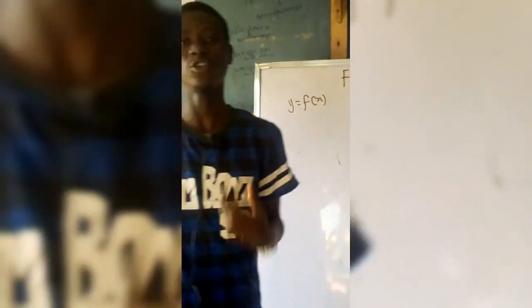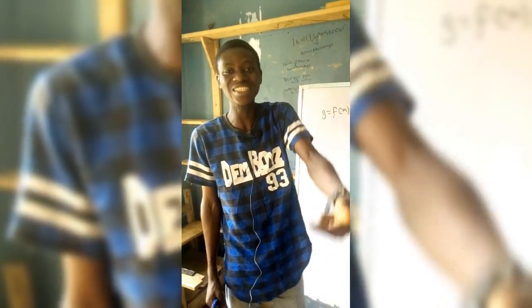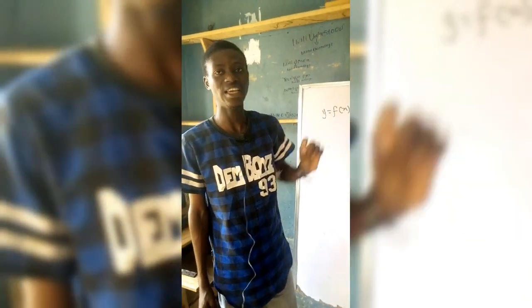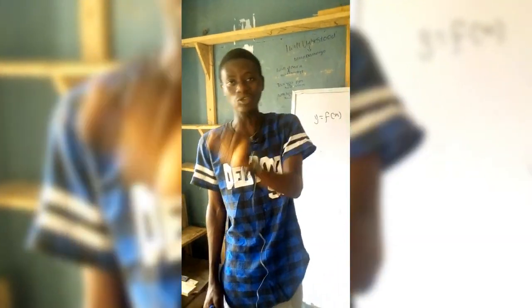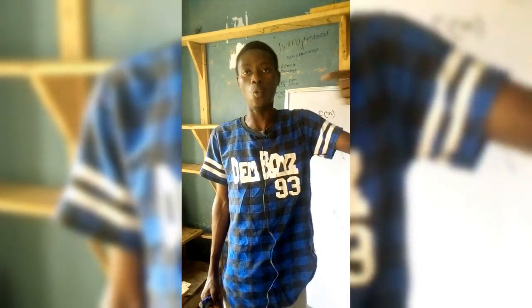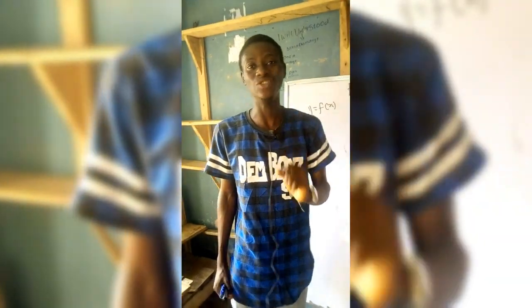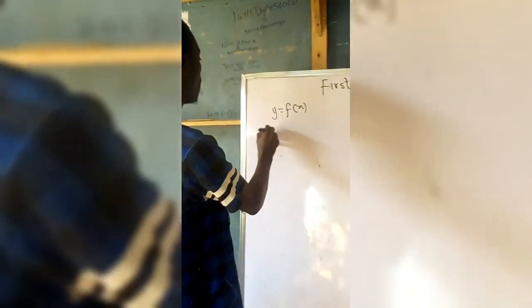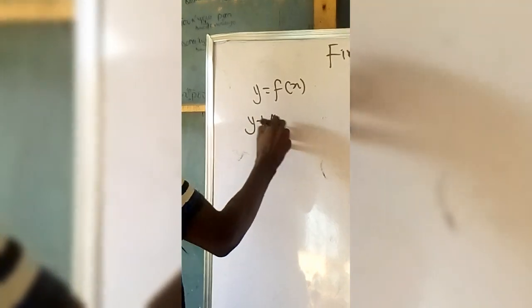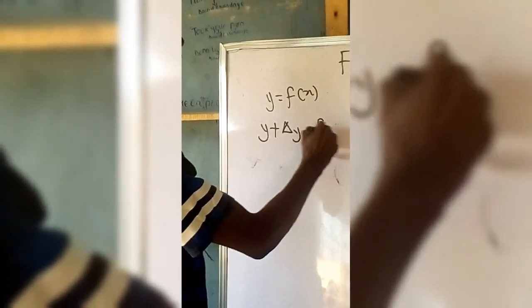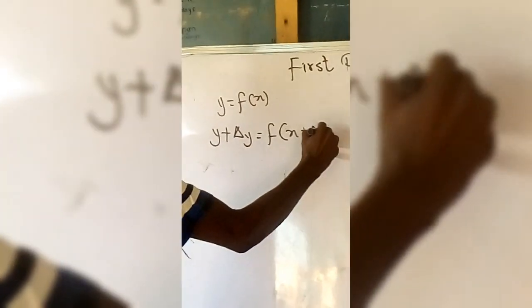So when we talk about first principle, it is about the idea of a little increase in the value of y, which will cause a little increase in the value of x. A little increase which is not 0 and not 1. So that increase is what is denoted by delta x or delta y. So which means you have y plus delta y equals x plus delta x.